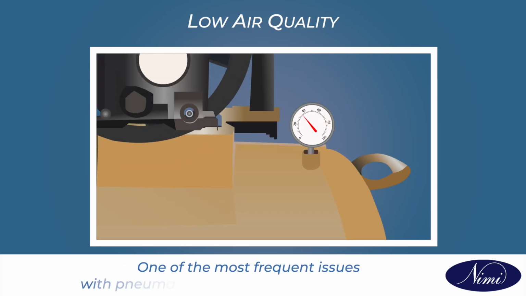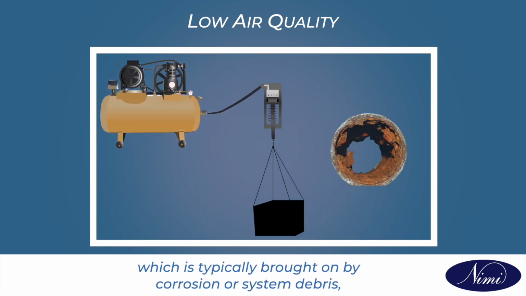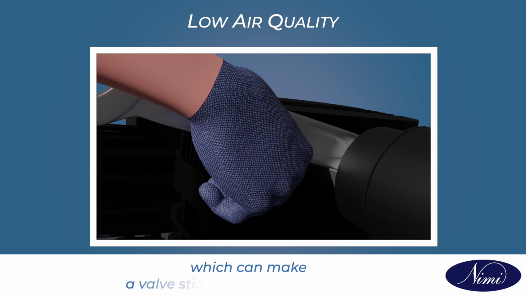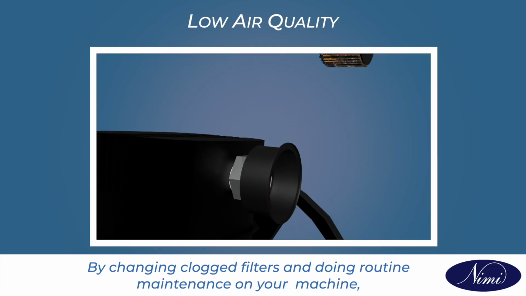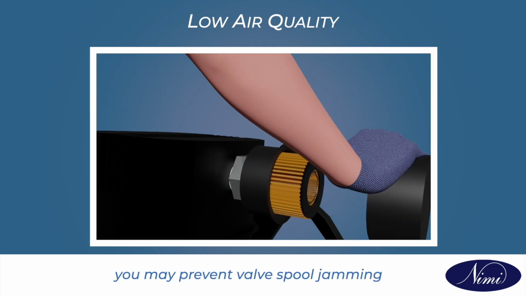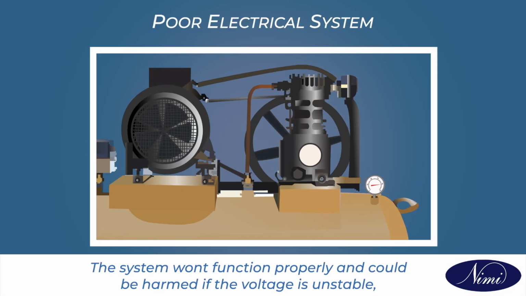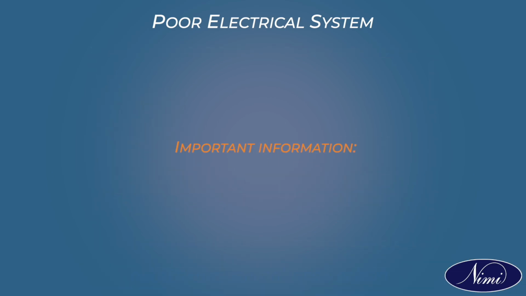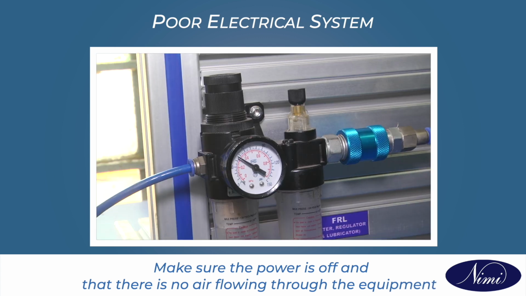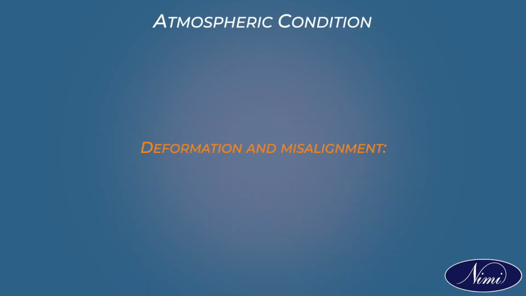One of the most frequent issues with pneumatic systems is valve spool jamming, which is typically brought on by corrosion or system debris, which can make a valve stick and not open properly. By changing clogged filters and doing routine maintenance on your machine, you may prevent valve spool jamming. Poor electrical system. The system won't function properly and could be harmed if the voltage is unstable, out of the operational range, or both. Important information: make sure the power is off and that there is no air flowing through the equipment before checking voltage or power difficulties.